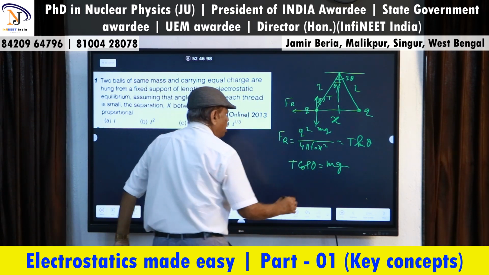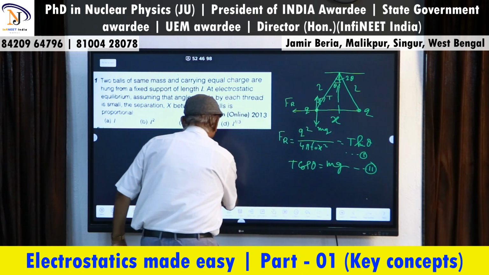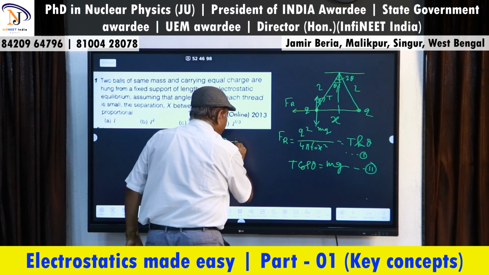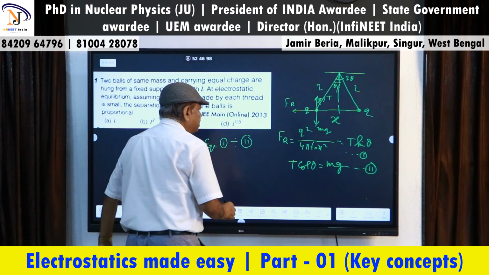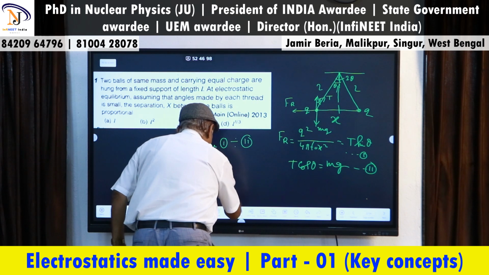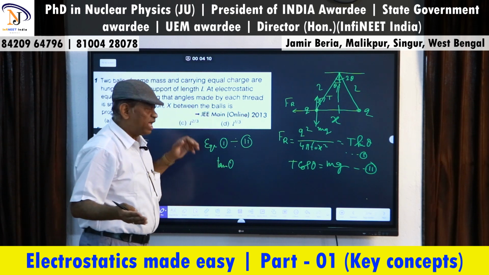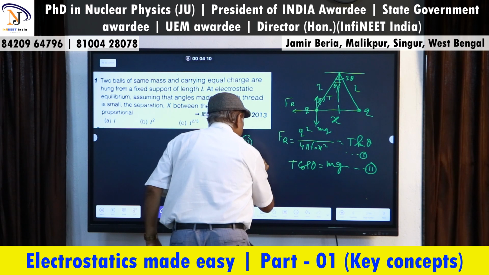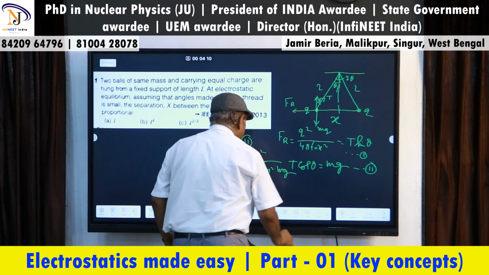Call this equation number 1 and this one equation number 2. Then equation 1 divided by equation 2 gives tan theta, that is sin theta by cos theta, and T will cancel out. So tan theta equals Q square by 4 pi epsilon naught x square by mg. Am I clear or not?